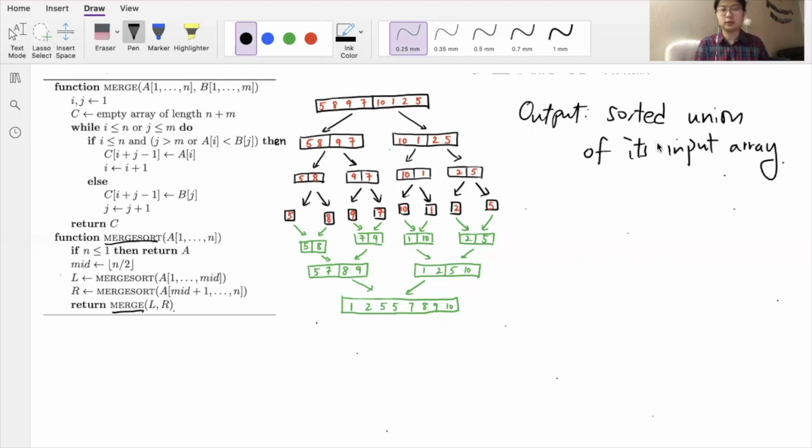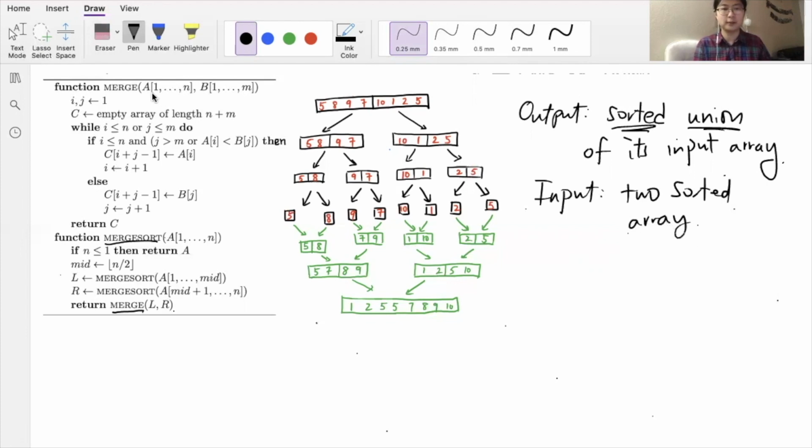There are two things of note here. One is that it has to be sorted, because we want merge sort to actually end up being sorted. The other is union. We want all the elements that were originally in L and R to also end up in the return statement of merge. Okay, so this is the desired output, and for the input, we need to have 2 sorted arrays.